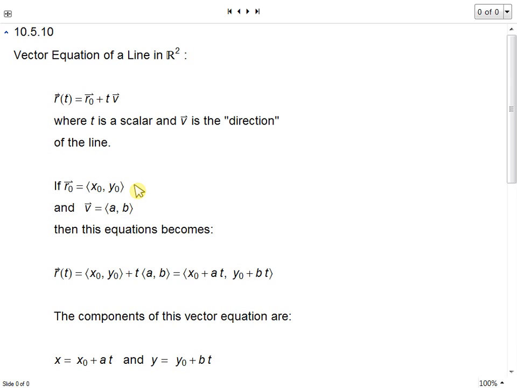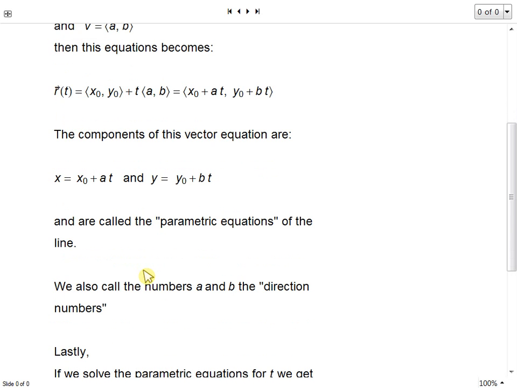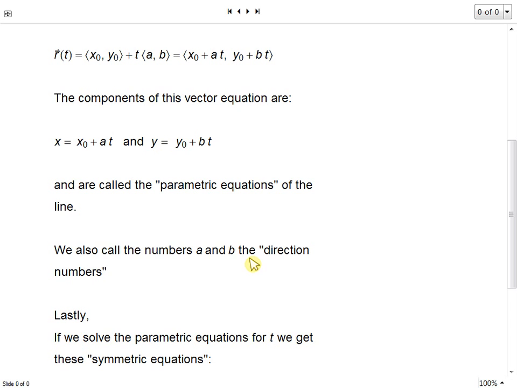So going in here, if I replace R naught up here with x naught, y naught, I replace v with, we'll call it v a b, since it's a vector, two components. Then we get this. We distribute our t through and add the two vectors together, we get this. Therefore, the components of this vector equation are this x component and y component, and here they are. And these two equations are called the parametric equations of the line. We also call the a and b the direction numbers.